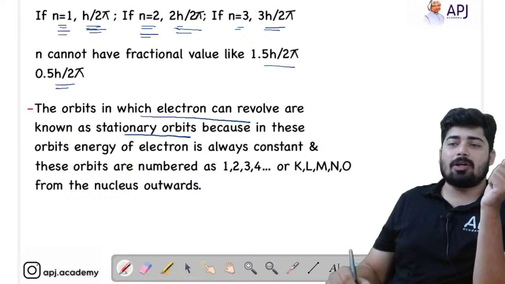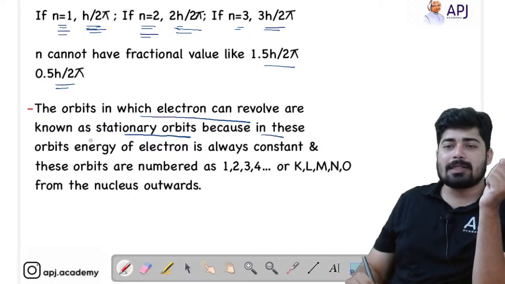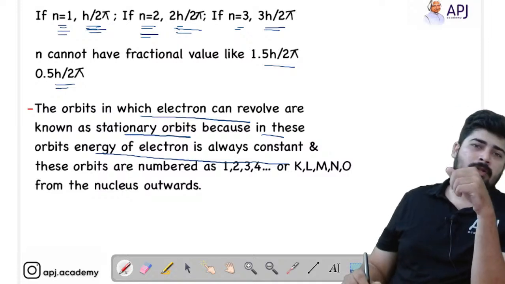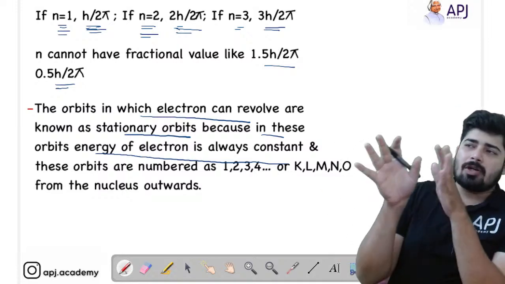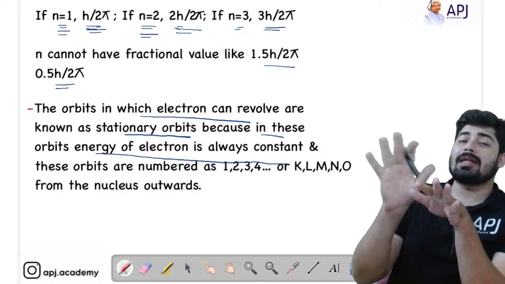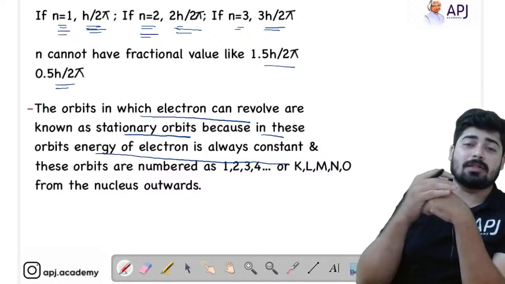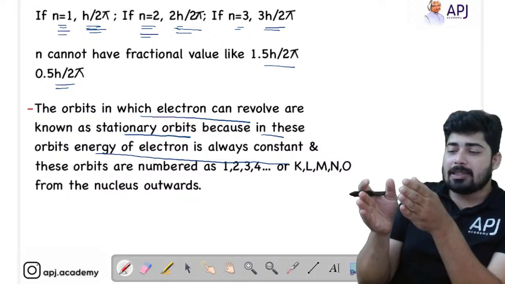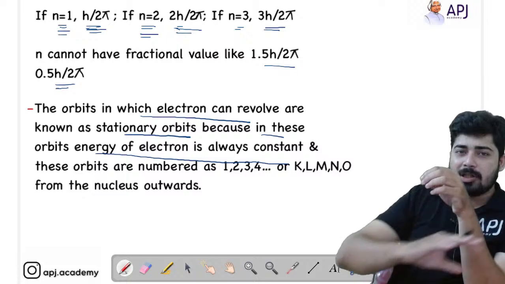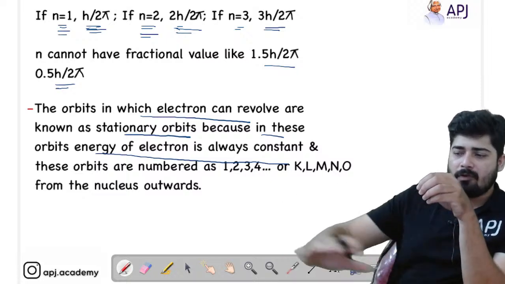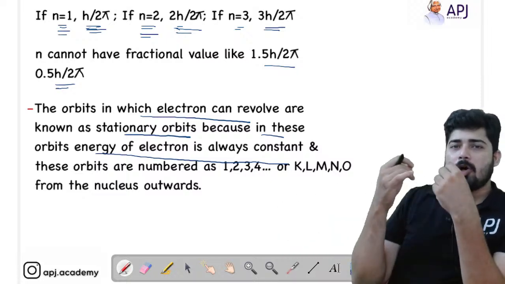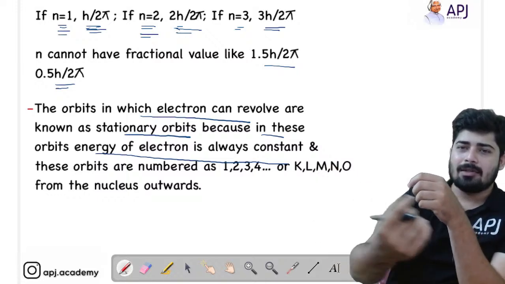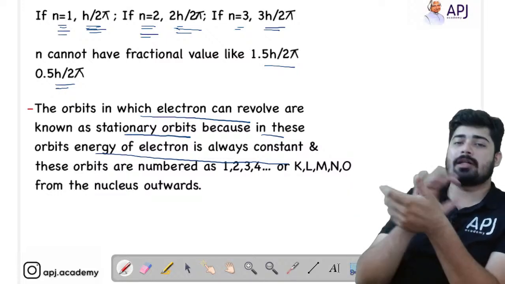They are stationary orbits because in these orbits, the energy of the electron is always constant. This is what I told you. As the electron moves, its energy is constant. The electron is not utilizing any of its energy to revolve around the nucleus. These are stationary orbits, and these stationary orbits are energy fields. They have constant energy, and the electron does not utilize this energy, as these are stationary orbits.